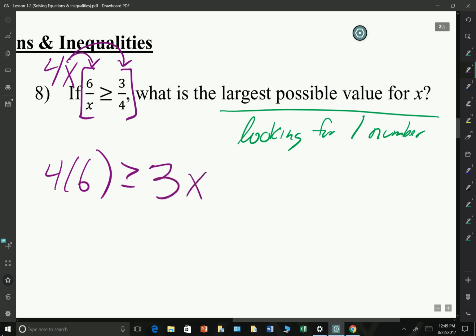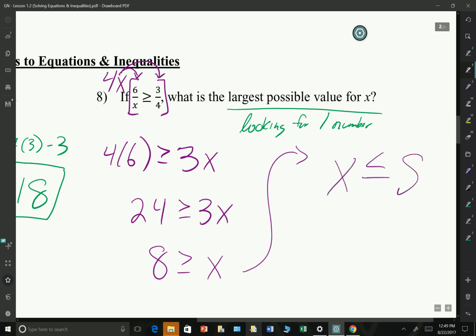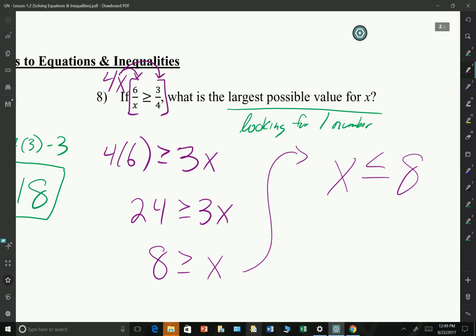So I get 24 is greater than or equal to 3x, which means 8 is greater than or equal to x. Flip it around, x is less than or equal to 8. But I don't want an inequality. I want what's the largest number then. What is it? 8.